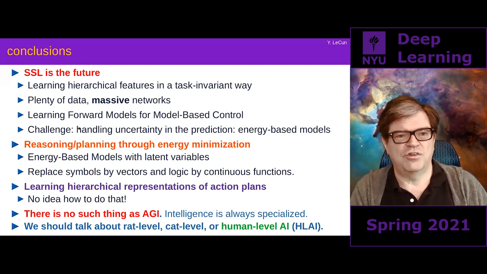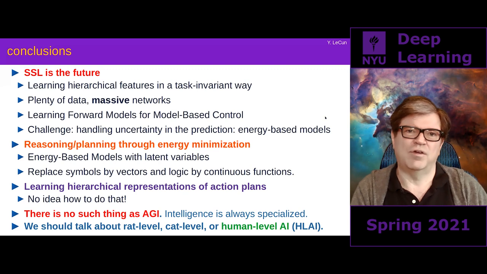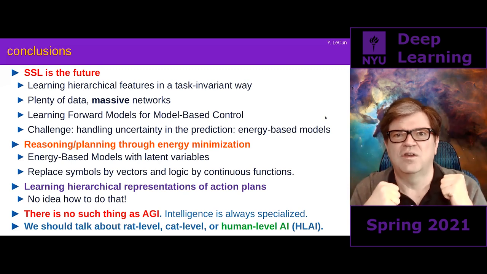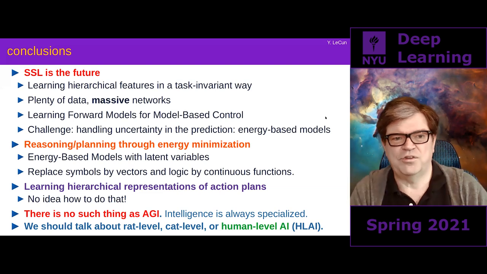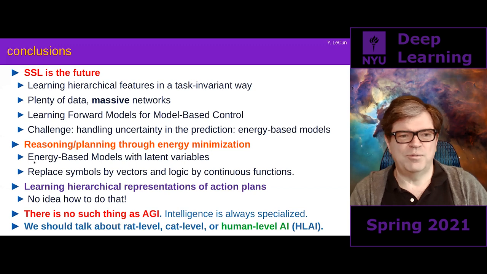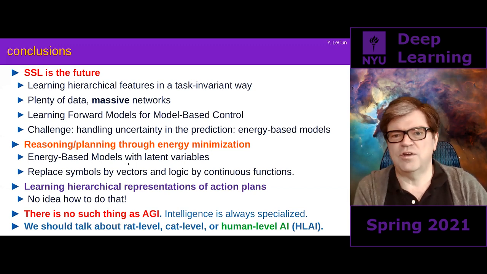And one of the challenges is handling uncertainty in the prediction. We can use energy-based models for this. We can use latent variable models if we really want to do prediction, or we can use joint embedding methods if we only want to learn representations. We can do reasoning and planning through energy minimization. Energy-based models, basically with latent variables or not, kind of allow us to do this. They give us a framework for how to do this properly.